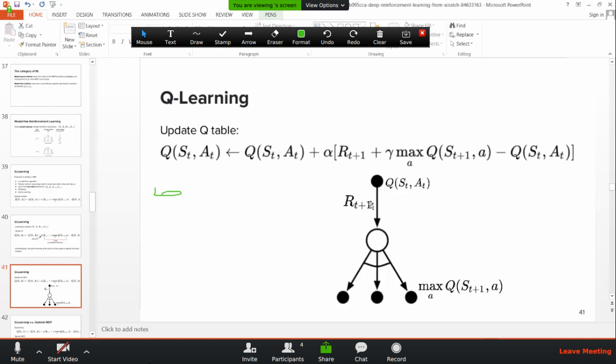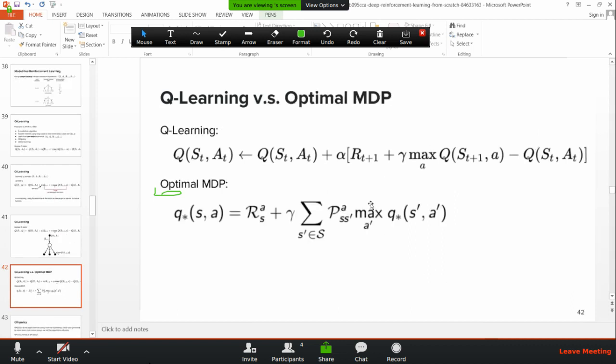Then you have this Q table updation in the same way. The same way only they have demonstrated. And then you have your Q learning versus optimal MDP. Your optimal MDP is the one which we saw in the previous slides, right? How we can find the Q star value. So this is your optimal MDP, and this is your Q learning which we can use now.